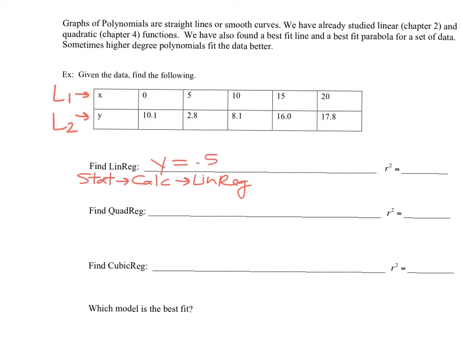So 0.572x plus 5.24, okay? Notice there's an r squared and an r. We don't want the r. We want the r squared. Okay? What is your r squared on this?